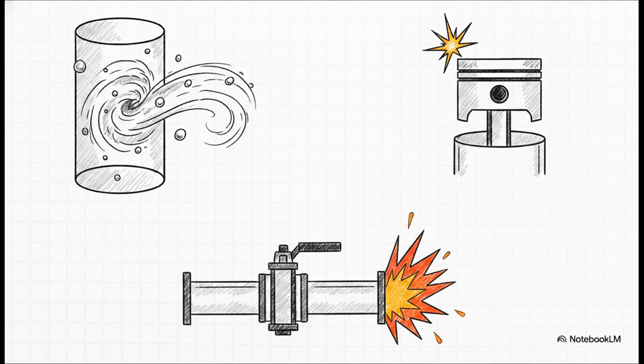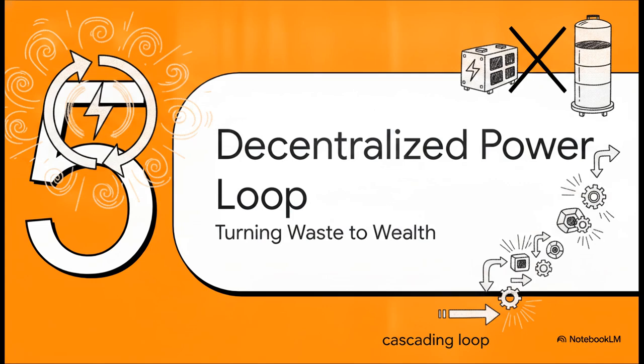And third, a flashback arrestor is mandatory. An HHO mix contains its own oxidizer, and without an arrestor, the flame will travel right down the fuel line and literally detonate your glass cup. Finally, Section 5, the decentralized power loop, turning waste into wealth.